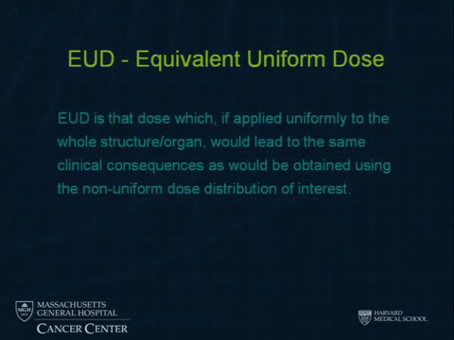EUD was defined as that dose which, if applied uniformly to the whole structure or organ, would lead to the same clinical consequences as would be obtained using the non-uniform dose distribution of interest. So remember that this means that you simply substitute your non-uniform dose distribution with perfectly uniform dose distribution, subject to all other conditions being exactly the same. So using the same fractionation, or in other words, the same number of fractions, the same total dose, it's the same patient. So you don't have to account for anything else. You don't have to account for dose per fraction. You don't have to account for, let's say, oxygenation, because it's the same organ, the same patient.